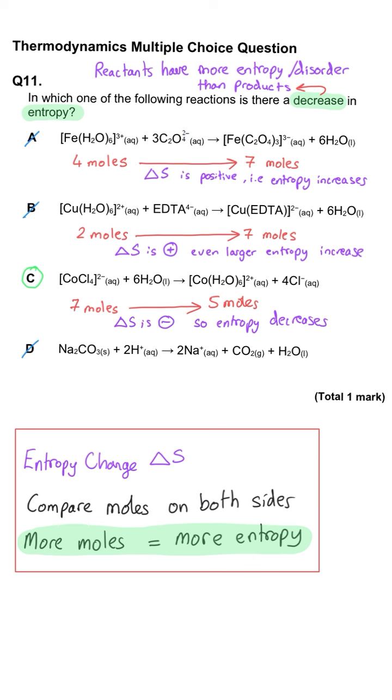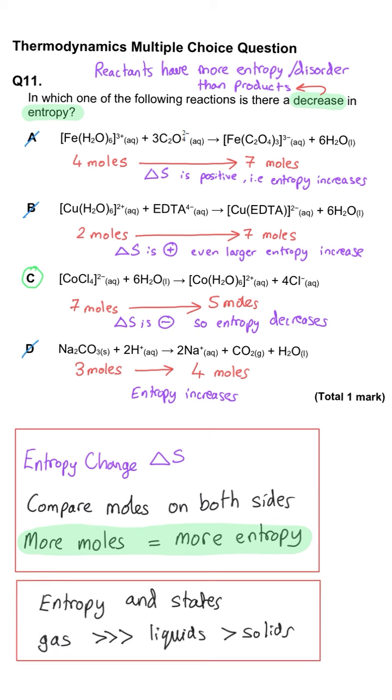Let's just check that. We've got 3 moles of reactant and we've got 4 moles of product. So that will be an increase in entropy for sure based on those numbers. And we can also see that one of the products is a gas. So this will be a significant increase in entropy because one of the products is a gas and one of the reactants was a solid. And solids have very little entropy indeed. And so C is correct.